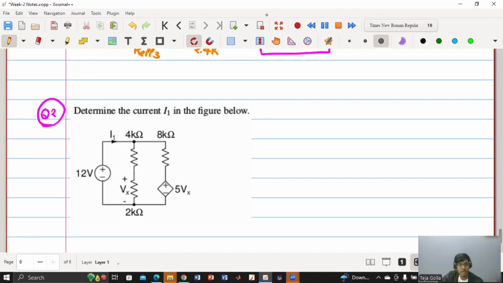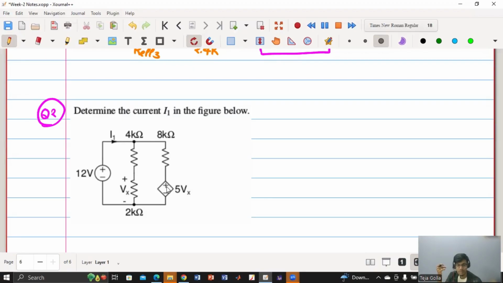Anyone? Any idea how to calculate Vx? Vx is equal to 4 volts, sir. Okay, and how did you get that? Sir, they have given that voltage across 2 kilo ohm is plus Vx. So, according to Ohm's law, we can assume that voltage across 4 kilo ohm is plus 2 Vx. Okay. Voltage drop is double.